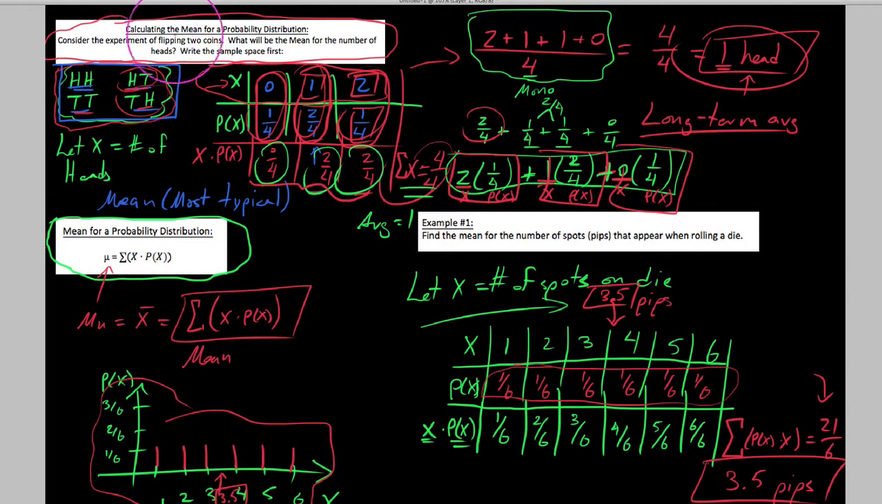So when we talk about the mean for a probability distribution, it is like a long-term or eternal average for the number of things that can happen up here. Okay, so we'll look at a couple more examples in my next video. Cheers.